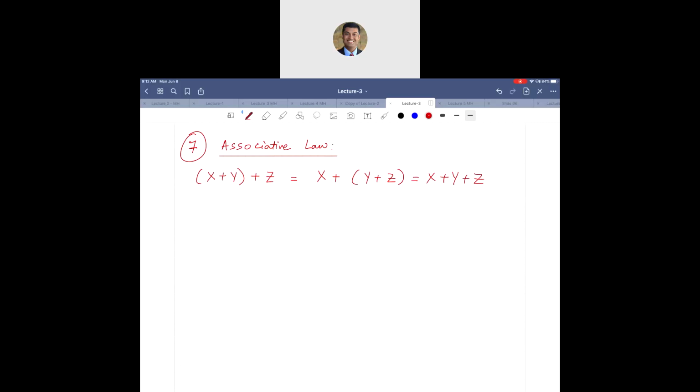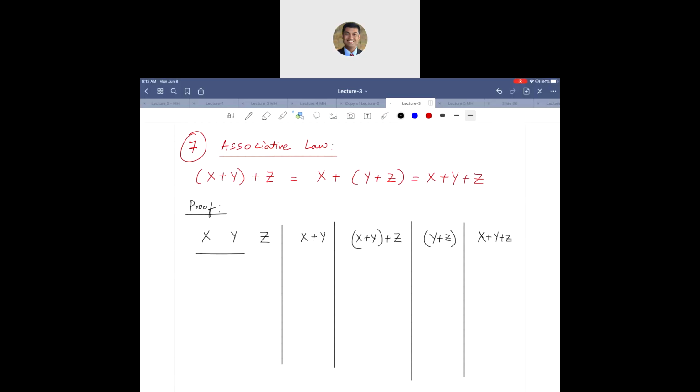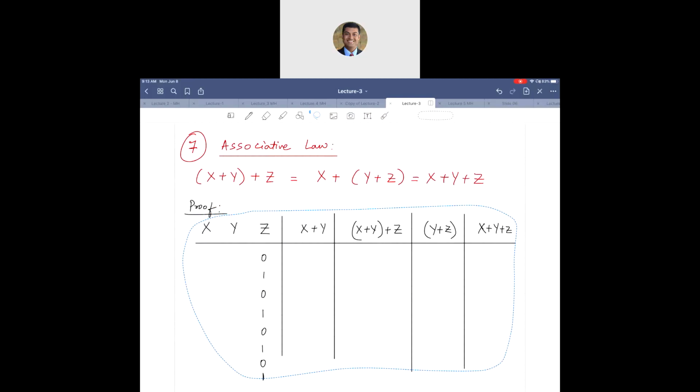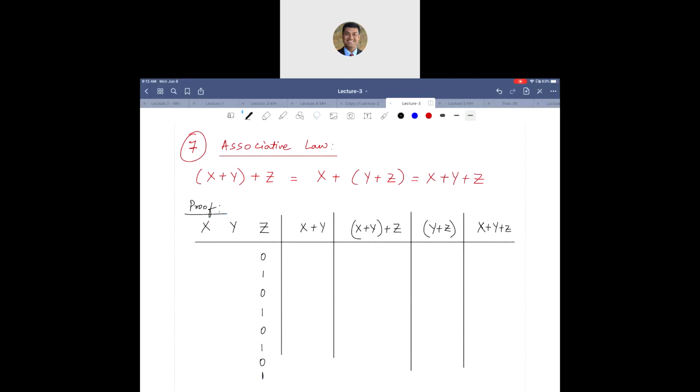How can I prove this? I can prove this by simply going with x, y, z. I can have one column for x or y, then a column for x or y or z, then a column for y or z, then a column for x or y or z. Let's quickly fill this up. 0, 1, 0, 1, 0, 1, 0, 1. I'm using the truth table method to prove this. Next, 0, 0, 1, 1, 0, 0, 1, 1. I have four zeros next, four ones after that.